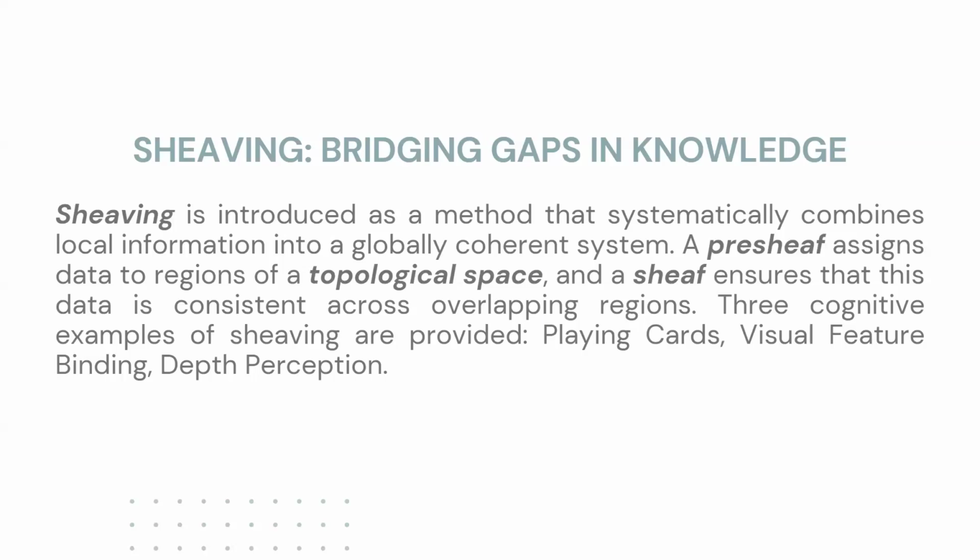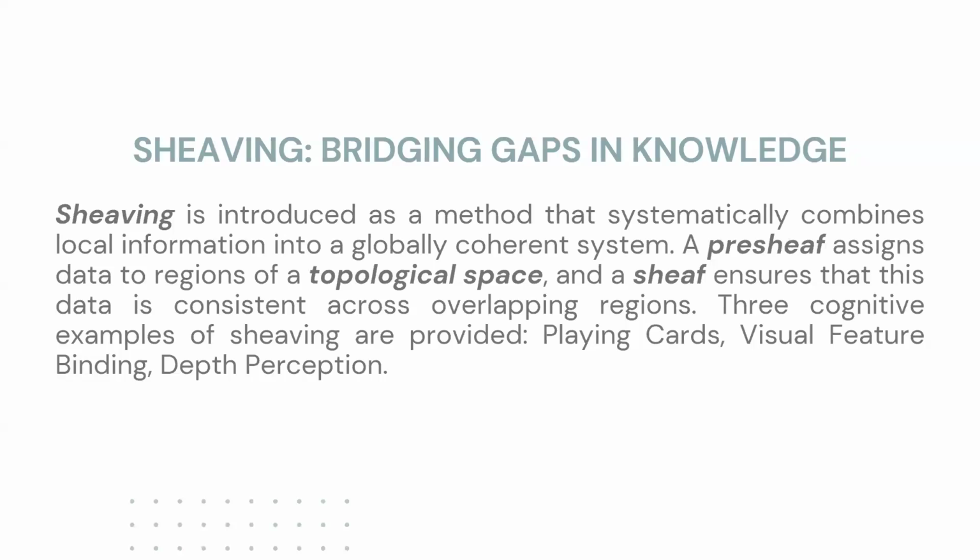Okay, now we take into account sheaving, which is essentially starting from this category theory approach. We have sheaving as the method that systematically combines local information into a globally coherent system. In this, we look at a presheaf first, which is something that assigns data to regions of a topological space, and a sheaf that actually is a presheaf that satisfies additional conditions, such as that the data is consistent across all overlapping regions.